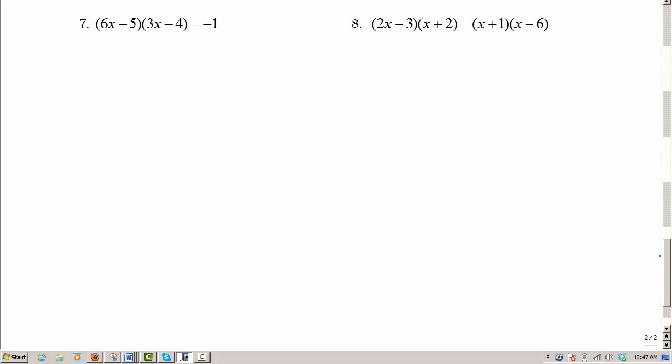Number 7. Now does that look like number 1? Is it already factored for us? Well, yes and no. It's not equal to 0. And we don't have any property that says if they multiply together and be -1, each of them has to be -1. No, no, no. That only works if it's equal to 0. So we still need to multiply that out and set it equal to 0. So let's just start.